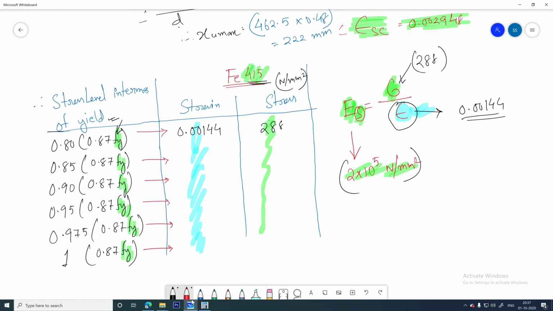Similarly, if you put the Fy value in the second line, that is 0.85 into 0.87 Fy, that will give you the value 306 Newton per millimeter square, and the strain value will be 0.00163. Now you understand how to create this table. If this table is given in the question, then it is okay, but if not given, definitely you need to understand how it is coming. In many books or lecture videos this is not shown, that is why I am showing in detail.